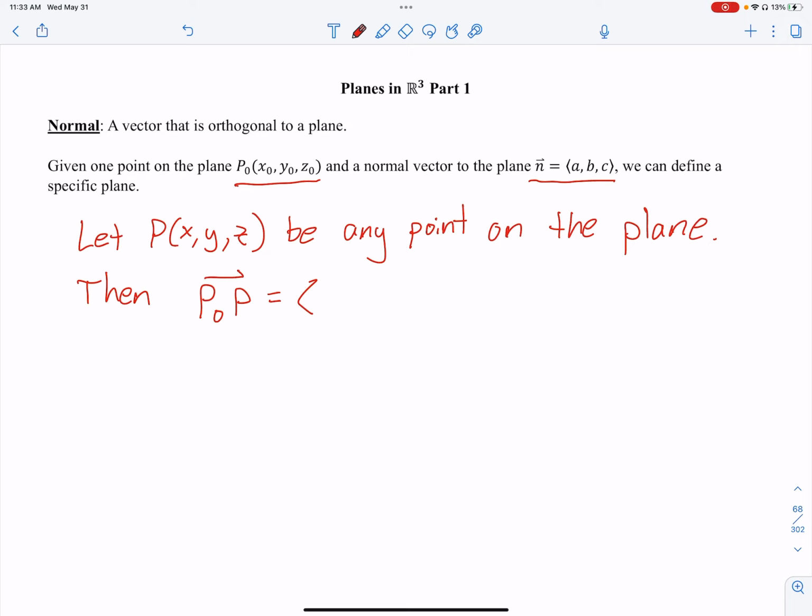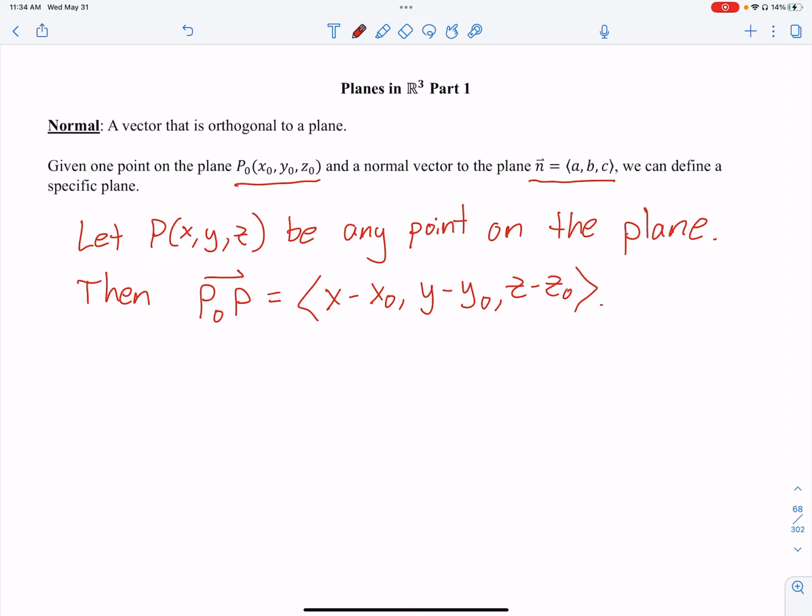Okay, so p naught p would be x naught minus x, y naught minus y. Let's flip those. I think I have them backwards. Yep, I do. All right, so remember p first. So x minus x naught, y minus y naught, and z minus z naught. There we go. Okay, that is my vector then, since that is a vector in the plane, right? I use 2 points in the plane to come up with this vector.